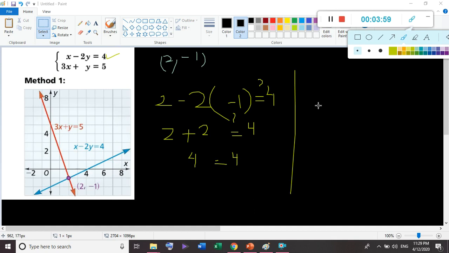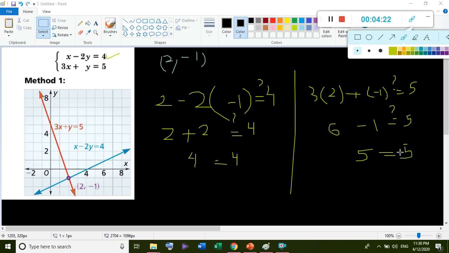Let's check the second equation: 3 times 2 plus -1. Is it equal to 5? 3 times 2 is 6, minus 1 is 5, which is equal to 5. It means that the second equation is also true. So the solution for this system is (2, -1), using the graph method.